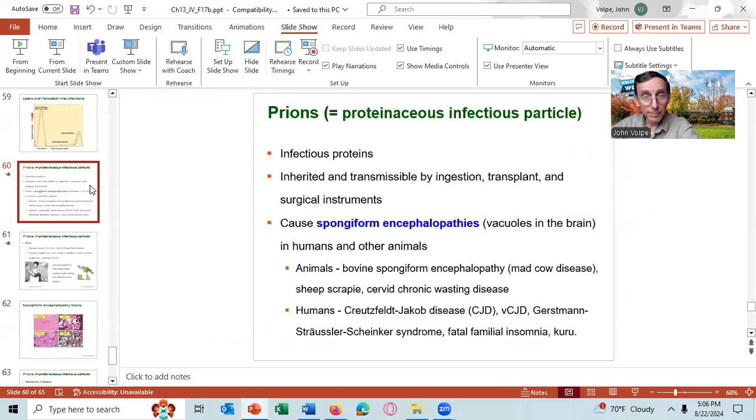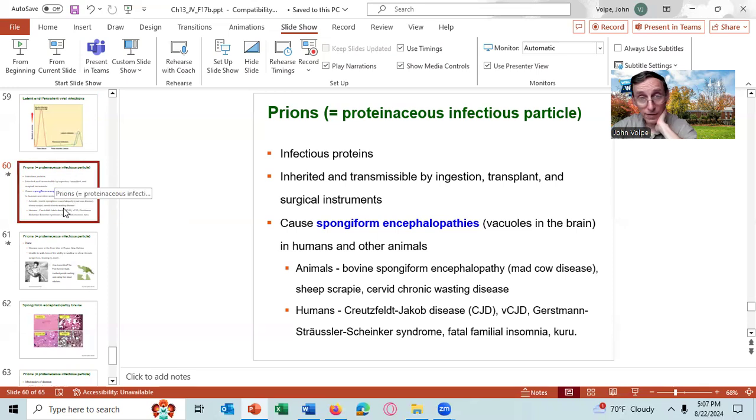All right, in animals, the most well-known and probably the most common spongiform encephalopathy is bovine spongiform encephalopathy, more commonly called mad cow disease. But prions also cause sheep scrapie, cervid chronic wasting disease, and a disease in elk in like southwestern United States too.